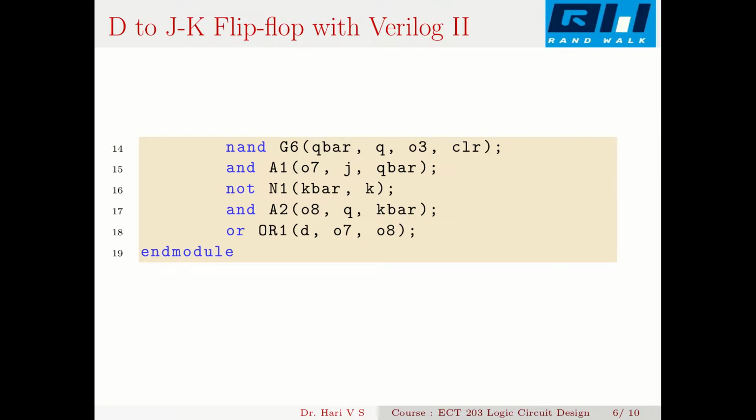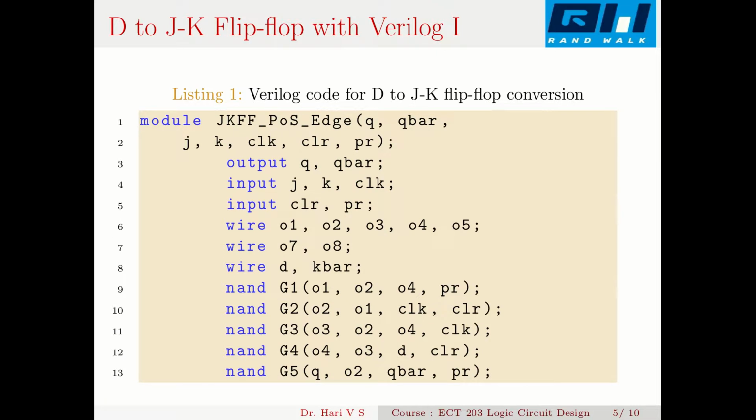This AND gate gives me J Q bar. This OR gate gives J Q bar, and this is K bar, K complement. This is a NOT gate. Then this AND gate gives me Q and K bar. When I OR these two, I get the D input to the D flip flop, which is J Qn bar or K bar Qn. So this D is given to the input of a D flip flop.